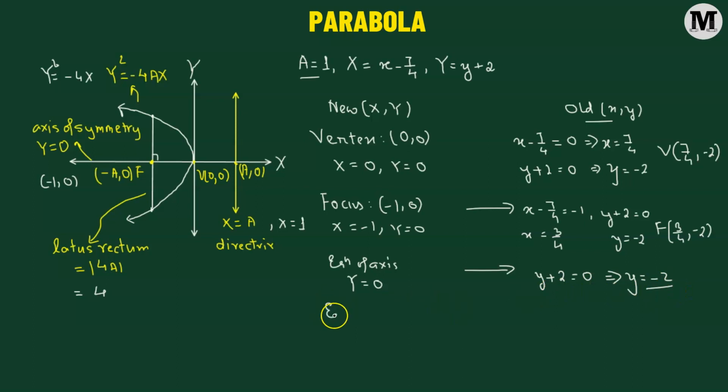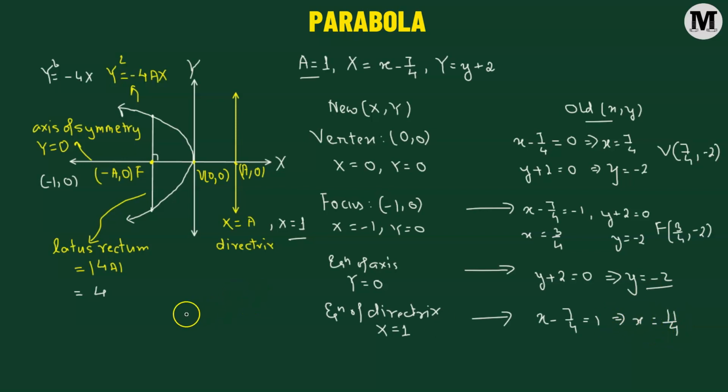Then we have the equation of the directrix of the parabola. The equation of the directrix, we have obtained as x equals 1. So in the old coordinate system, in place of x, we replace with x minus 7/4. This will be equal to 1. So solving for x, we get x equals 11/4. So that's going to be the equation of the directrix.